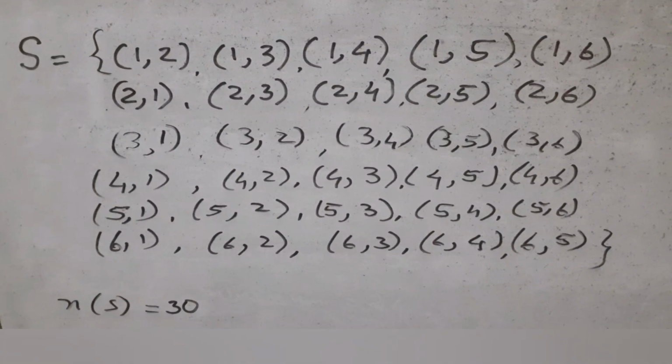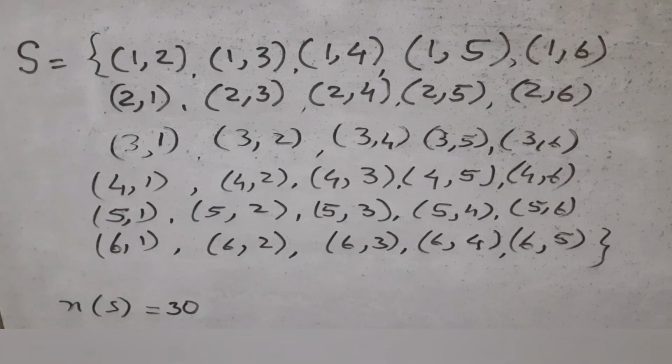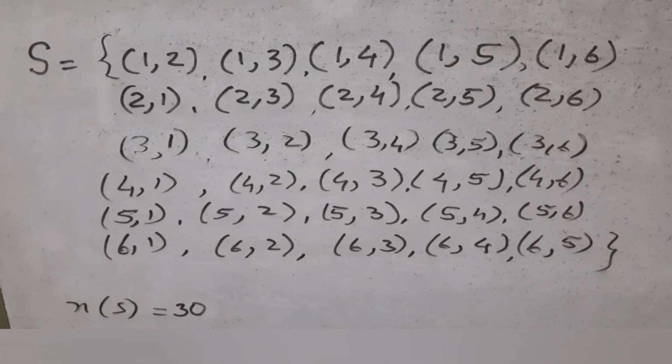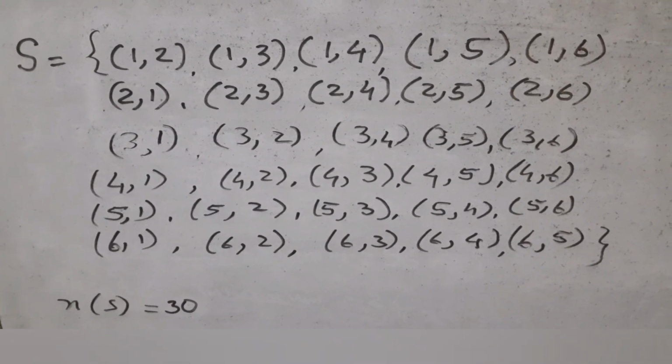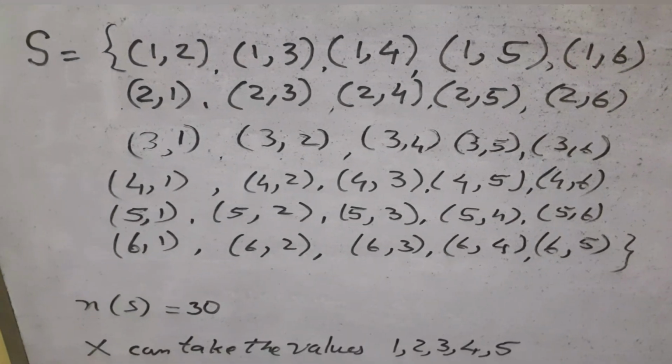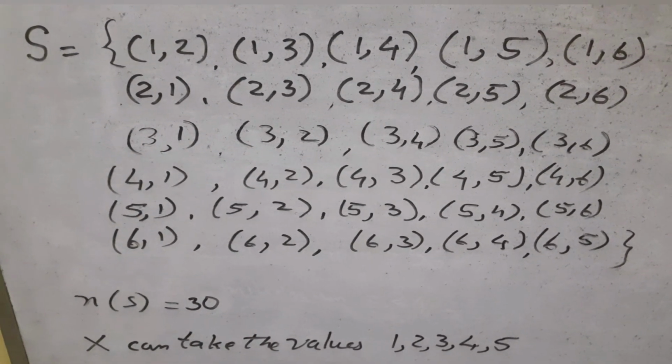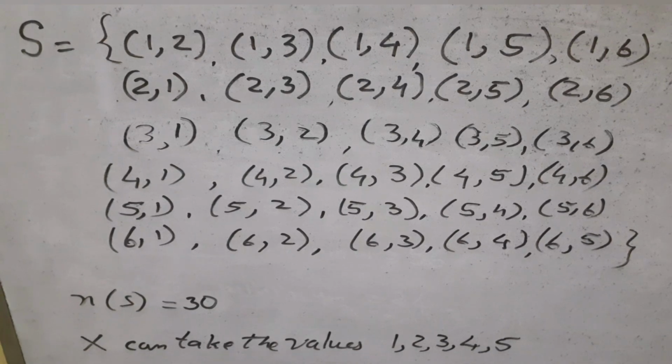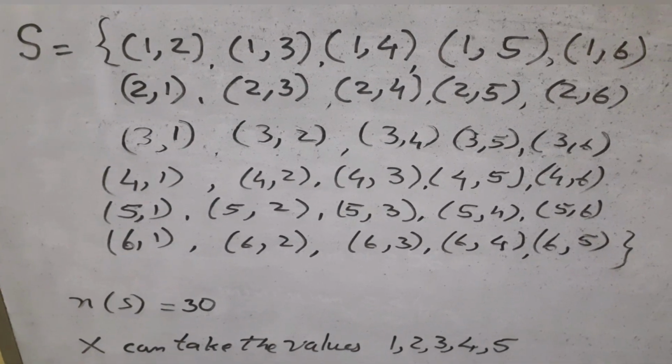We look at the pair (1,2). The smaller integer is 1, so x can take the value 1. Similarly, if you look at (2,3), the smaller is 2, so x can take the value 2. Similarly, we can see that x can take the values 1, 2, 3, 4 and 5.